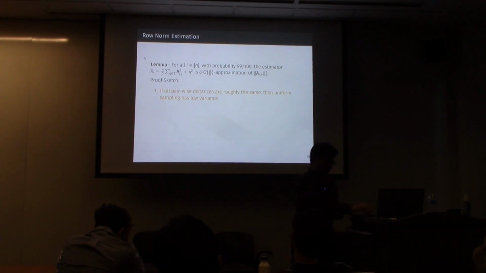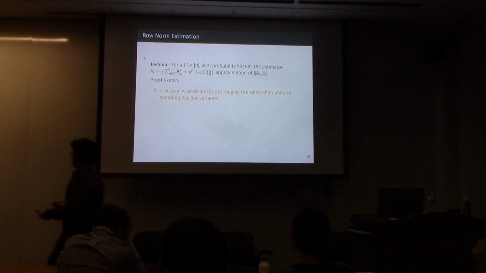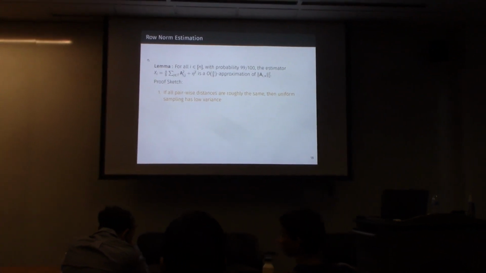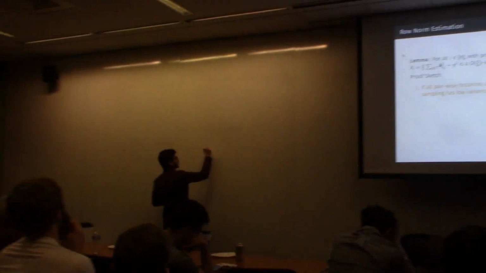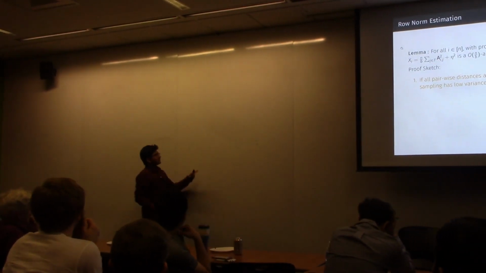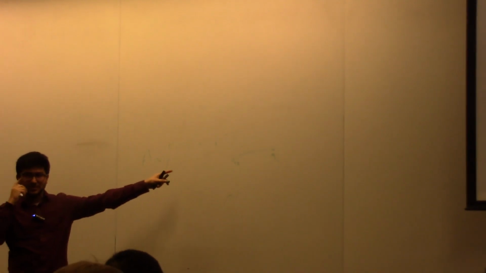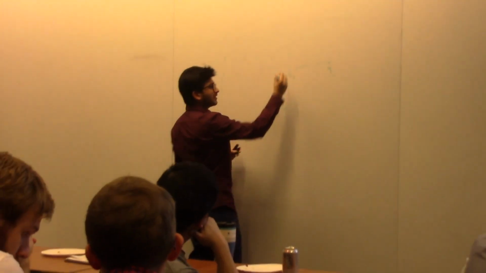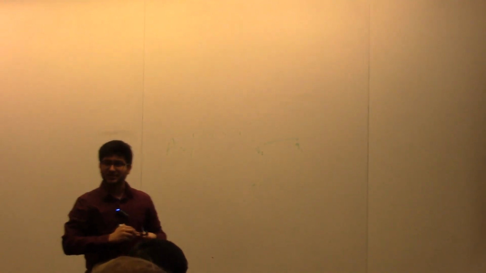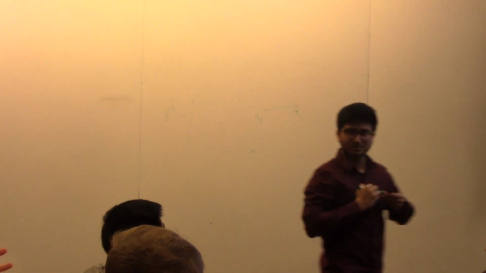Okay, maybe I can draw this out. I have a matrix. All the entries are 1. I want to estimate the L2 norm of each row of this. I can uniformly sample and my unbiased estimator will be just perfect. Good?